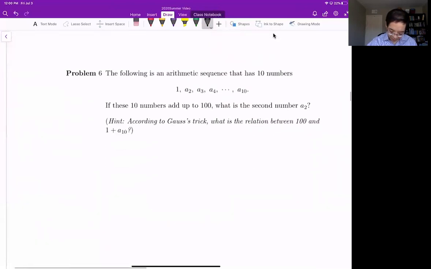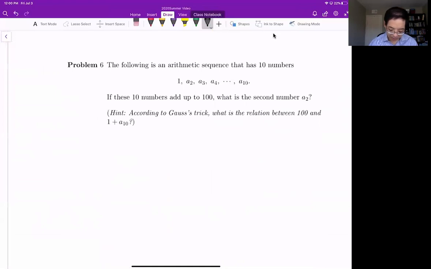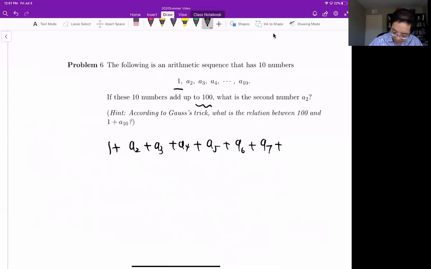All right. Now let's look at problem number 6. This is a problem about arithmetic sequence. We have an arithmetic sequence that has 10 numbers, and we know the first one, and we know their sum is 100. So we have 1 plus the second one, plus the third one, plus the fourth, fifth, sixth, seventh, eighth, ninth, and tenth. So this equals 100, right?